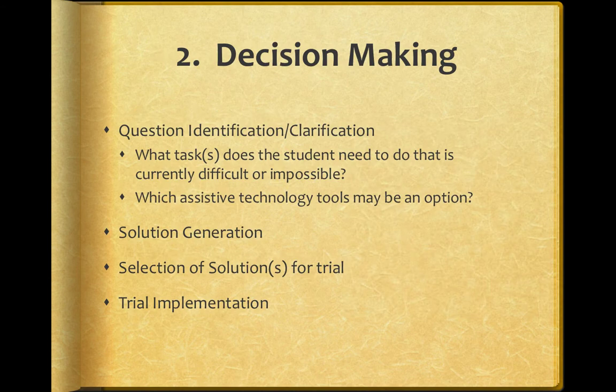We've got the decision-making process. Here's where you're again identifying the question, clarifying the question, asking yourself what tasks does a student need to perform that they're currently not able to do, and then which assistive technology tools may be an option to then remove those barriers. You're generating some solutions of AT tools and strategies to try, selecting the solution for trial, and then implementing that trial to see how effective it is.